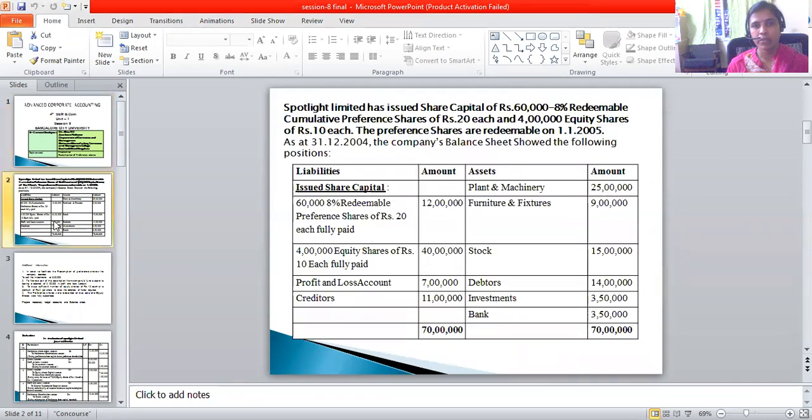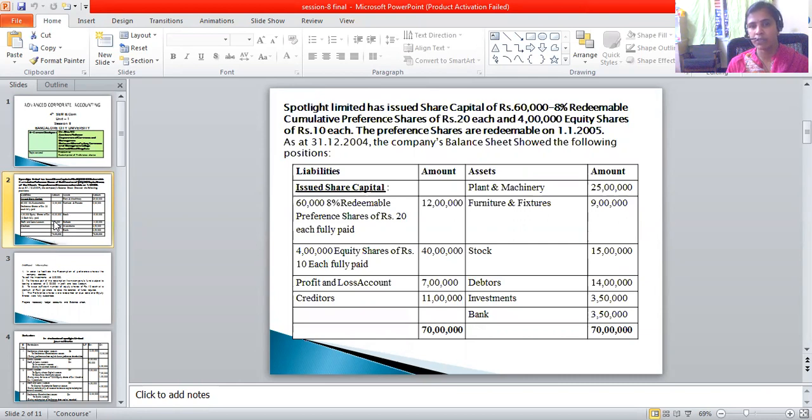Now let us go with this. The Spotlight Limited has issued share capital of 60,000 8% redeemable cumulative preference shares of rupees 20 each and 4 lakh equity shares of rupees 10 each. The preference shares are redeemable on 1/1/2005. As at 31st/12/2004, the company's balance sheet showed the following positions.